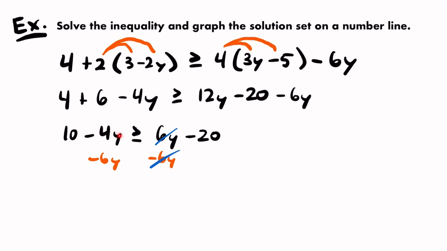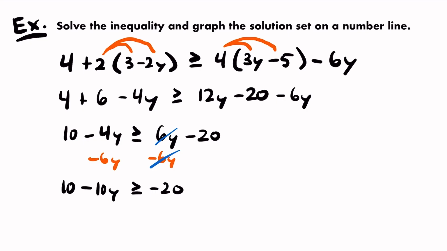And then negative 4y minus 6y, those are like terms, so combine their coefficients. Negative 4 minus 6 will give you negative 10. So we have 10 minus 10y is greater than or equal to negative 20. Okay, and so now we just have one term involving the variable of y. So we're getting very close to being able to solve for it.